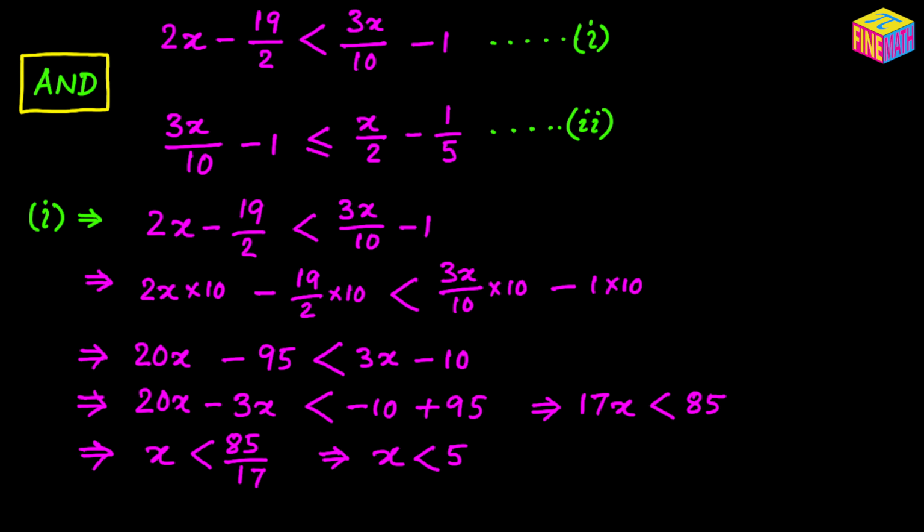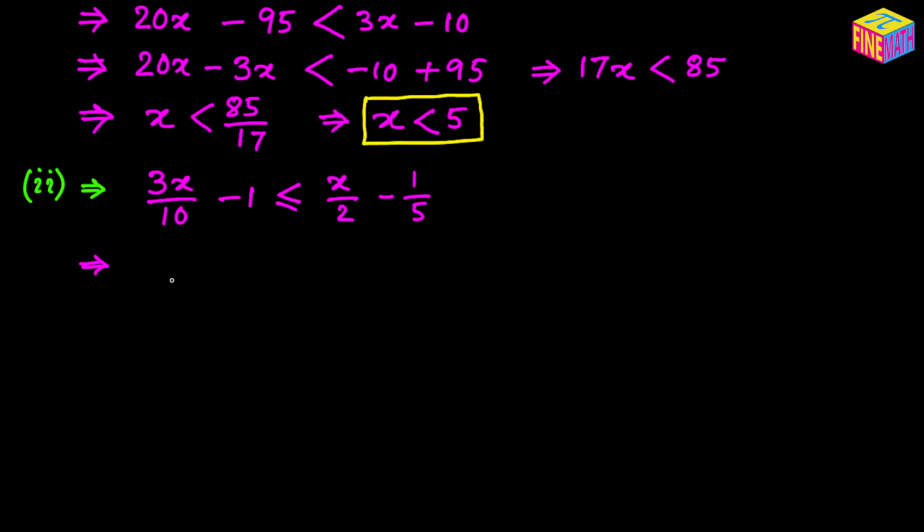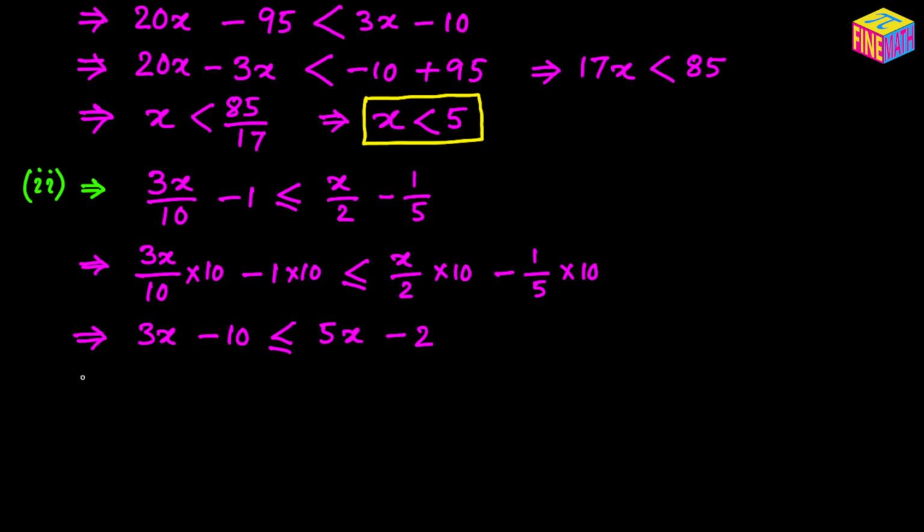Let's highlight that. Now let's solve the second inequality. Here also we want to get rid of the denominators, and the LCM of 10, 2 and 5 is 10. So let's multiply both sides by 10, and because we are multiplying by a positive number, the sign of inequality will not change. Then we simplify this, and simplify further.